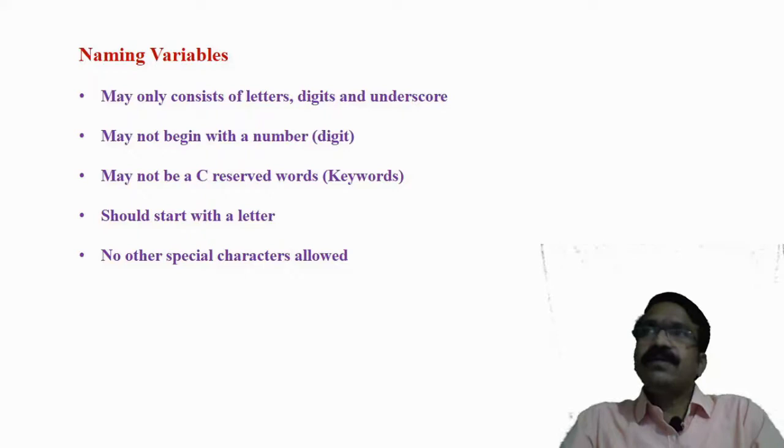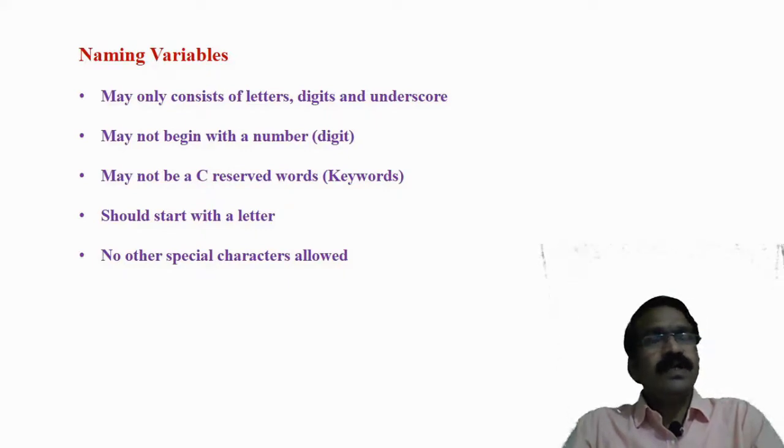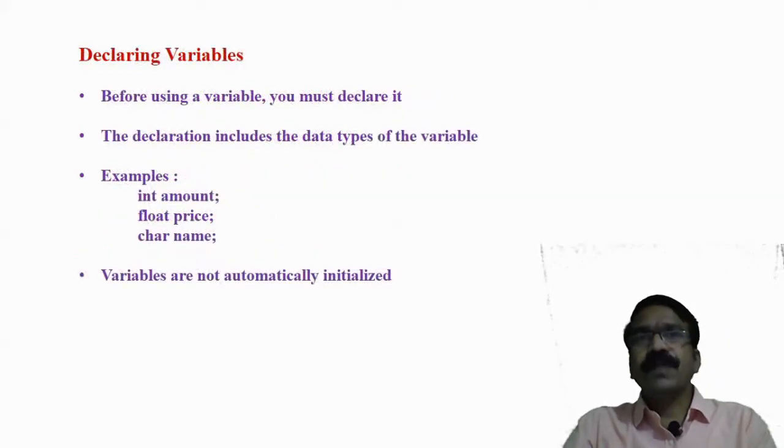Generally we can suggest the variable name up to 30 characters. You can describe the variable name as long as you can, but best practice is that you can prefer up to 30 characters for the variable names.